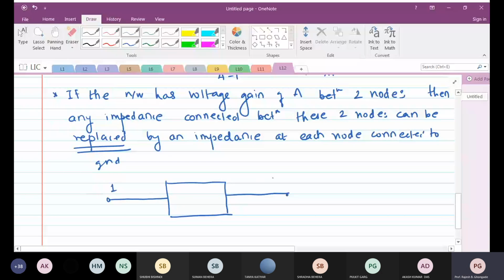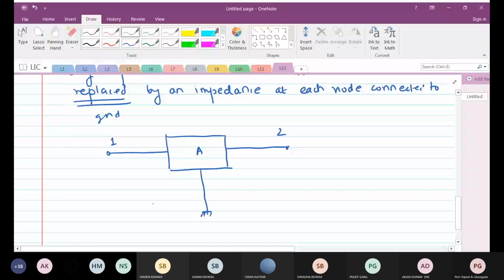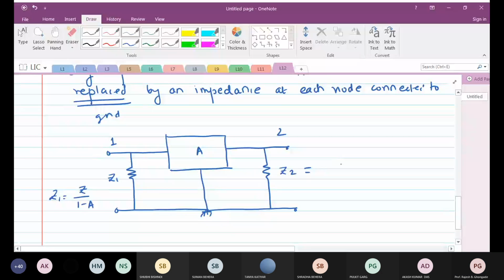This is node 1, this is node 2, this is the gain, this is our common ground. So I can replace that Z with an impedance both at input side and output side. Okay. So this is Z1 and this is Z2, where Z1, we have seen, is Z divided by 1 minus A, and Z2 is equal to Z divided by 1 minus 1 by A. This is the gist of the theorem.